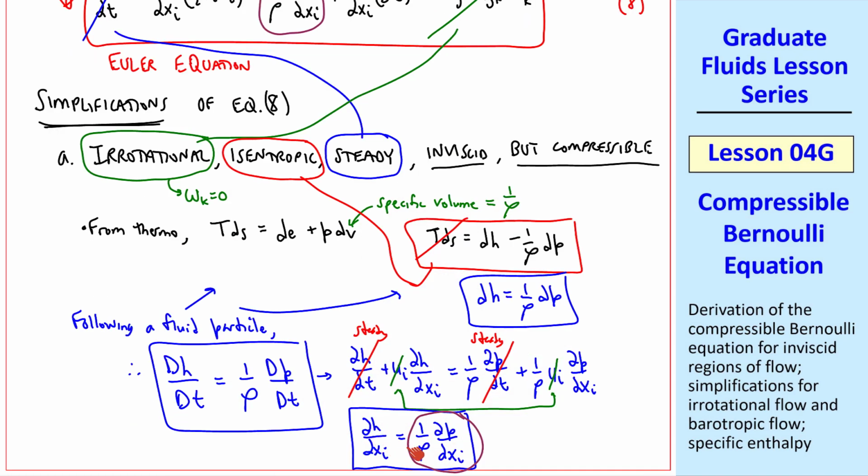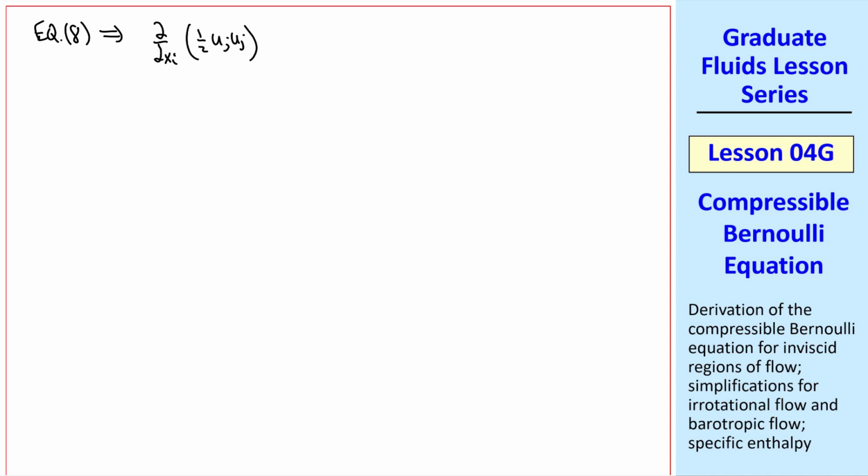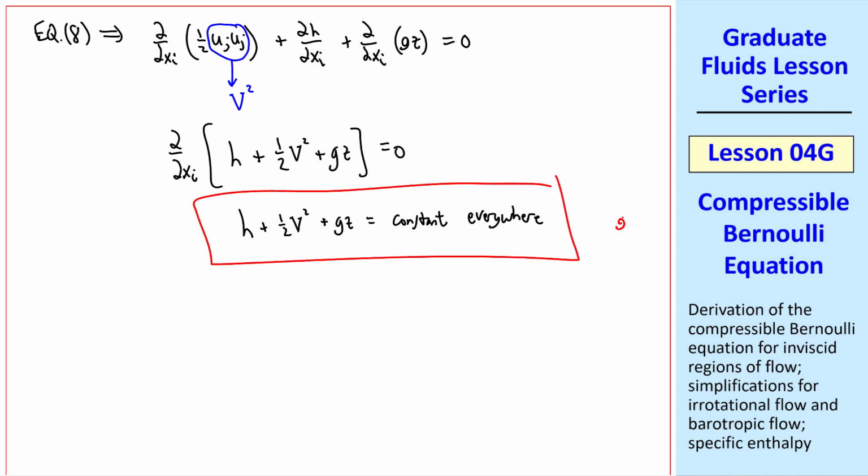Continuing, when we substitute this for that pressure term, equation 8 becomes ∂/∂xi of 1/2 uj uj plus ∂h/∂xi plus ∂/∂xi of gz all equal to 0. We'll again call uj uj v squared. Grouping all the terms together, we have ∂/∂xi of h plus 1/2 v squared plus gz equals 0. As we argued previously, when the gradient of something is 0, that function can't be a function of space, although it may be a function of time. But here we're talking about steady flow, so the grouping of terms in brackets must be a constant everywhere. We'll call this equation 9.